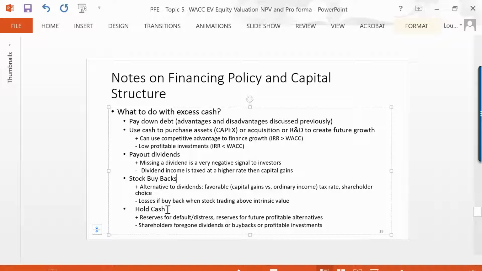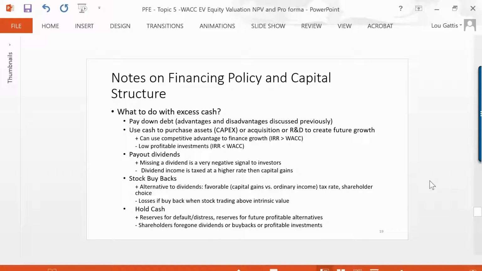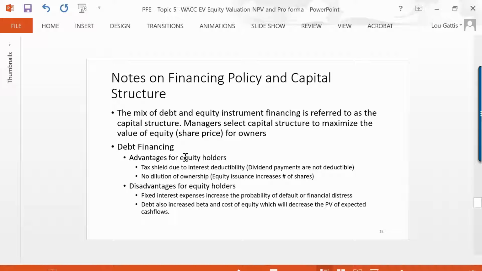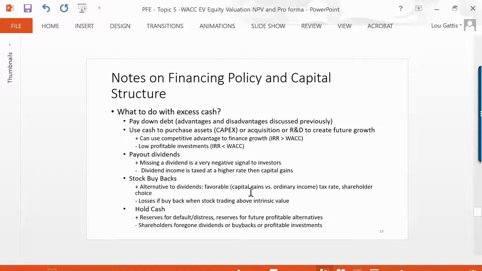Or the firm can just hold cash. If a firm holds cash, it just gains interest on the cash. It creates kind of a rainy day fund if things go wrong. However, that cash could have been used to do all these other things above. So I just wanted to have a little discussion of capital structure, the advantages and disadvantages of debt, and what firms do with all that extra cash when things are going well.